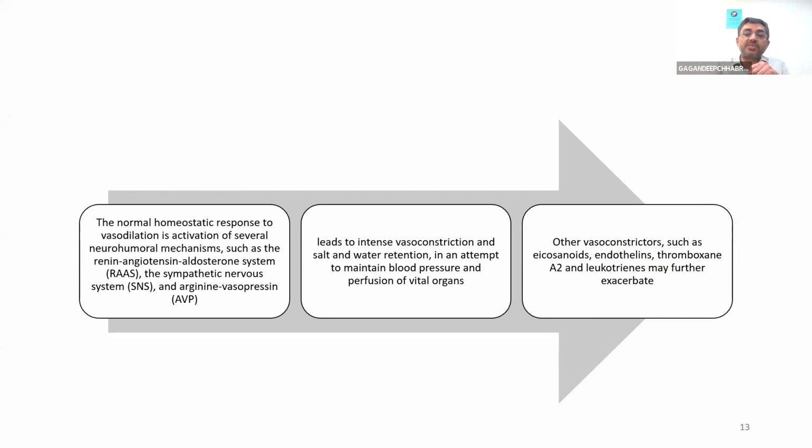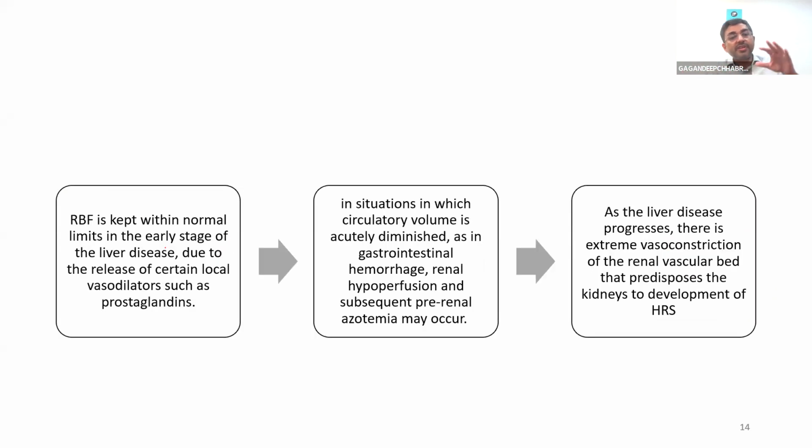There are other vasoconstrictors which are also involved. The renal blood flow is kept within normal limits in the early stage of the disease, when the patient is in a compensated phase, due to the release of certain local vasodilators such as prostaglandins. Once this compensation is in jeopardy, which can be due to various triggers, in situations such as circulatory volume loss, some cases of gastrointestinal hemorrhage, there can be renal hypoperfusion, and subsequently a prerenal type of azotemia may occur. But this is a prerenal azotemia because of a circulation loss.